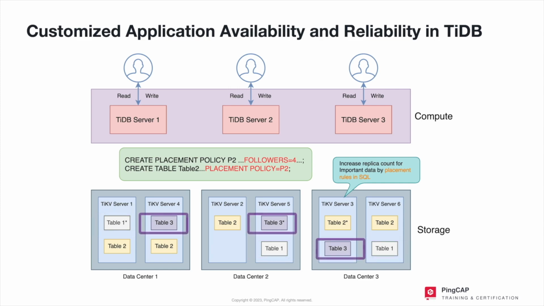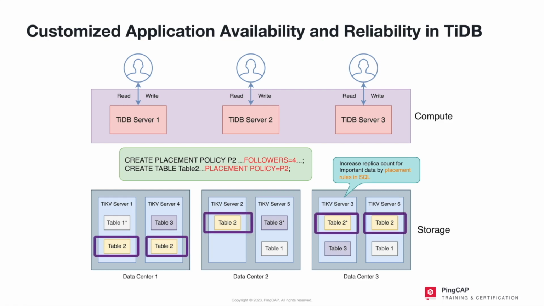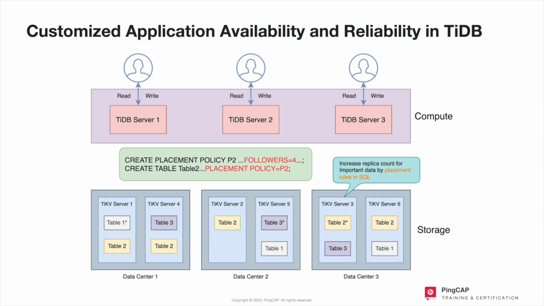Here's Table 3. Let's compare these two tables to Table 2. Table 2 is critical to our business and has more strenuous high availability requirements. In fact, we've determined that we need 5 replicas for Table 2. So the question is, how do we configure this? Well, we will use TiDB placement rules to do this.